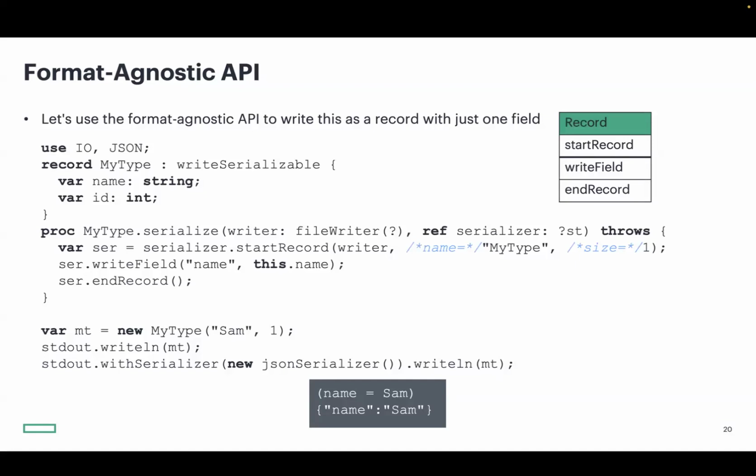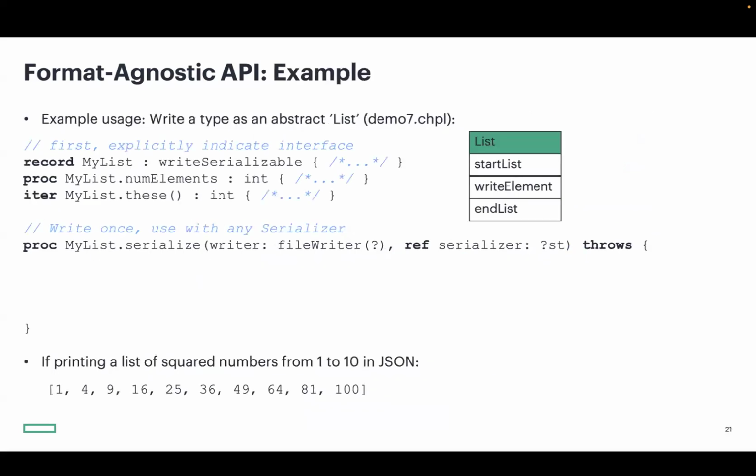And then in the second example, we use with serializer to get a JSON version of standard out. And then writing that out, we get a JSON object with a key value pair of name and Sam. So that's one example. Here's another example with the list collection of methods. And this is something you can explore more deeply in demo7.chapel from our GitHub repo.